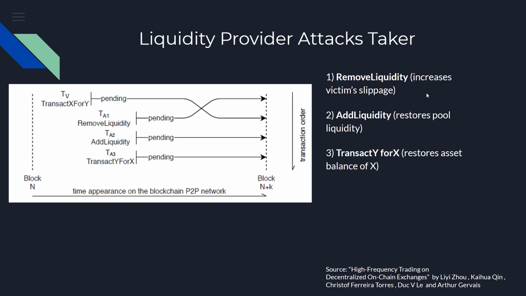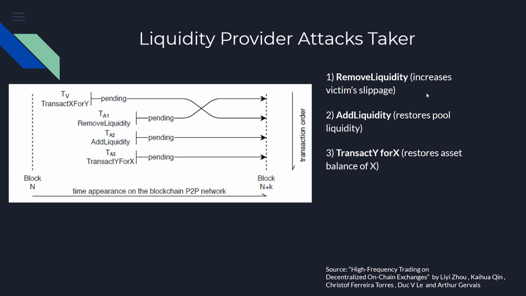Firstly, the adversary front runs the victim transaction with TA1 by removing the liquidity. What will happen? It will increase the unexpected slippage for the victim. And then in transaction TA2, it restores the liquidity by adding liquidity back into the pool, back running the victim transaction. And then finally, it transacts Y again to get X tokens, to make its X tokens equal to what it had prior to the attack. Again, a very simple trick to make a sandwich out of the victim's transaction and earn profit.